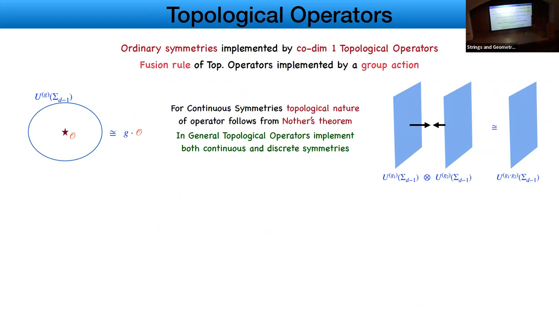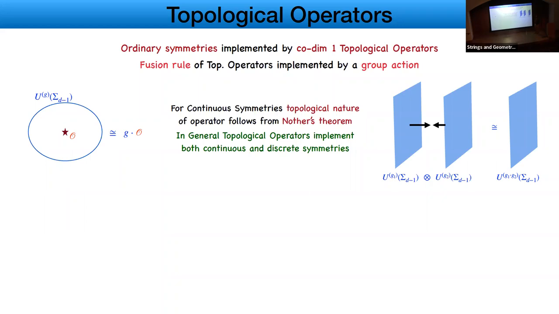So this new picture of symmetries, the way it works is, let's consider what I would call ordinary symmetries. These are implemented by codimension one topological operators, meaning that we're used to inserting an operator to measure its charge. We integrate some current along some codimension one surface. Such a surface actually is topological, meaning it depends on sigma in a way that's invariant under small fluctuations, and this would be a consequence of Noether's theorem in the case of continuous symmetries that we're used to thinking about.